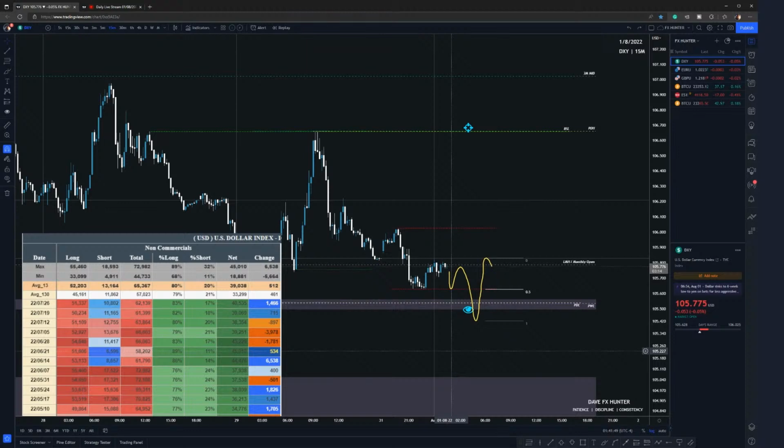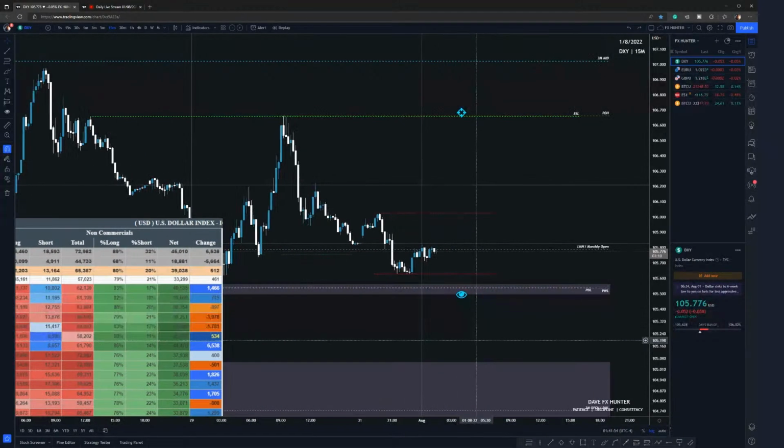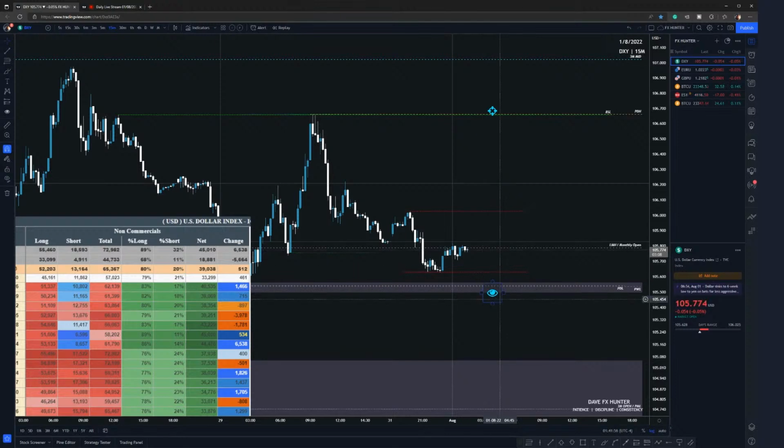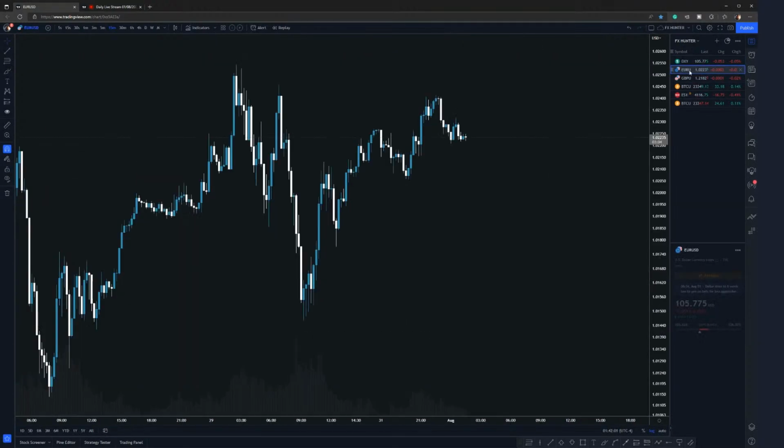So that's what I'm looking for on the dollar index, and it's of course just a probability, and I don't know if it's going to happen. This is what it is, and that's what I'm looking for. So next one is euro.